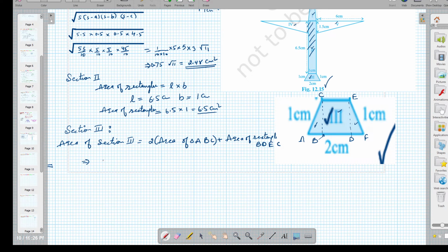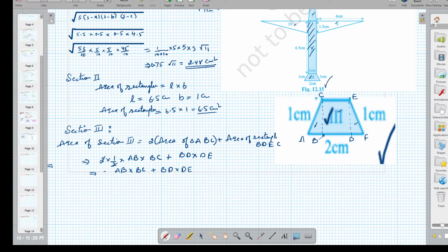So the area of triangle will be 2 into 1 by 2 into base into height. So base is AB and height is BC, right? Plus area of rectangle means length into breadth. So length that is BD into DE. So that's how we can write. So this will become, 2 cancels, AB into BC plus BD into DE.